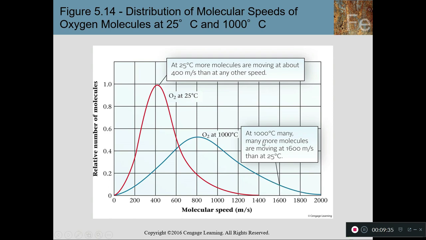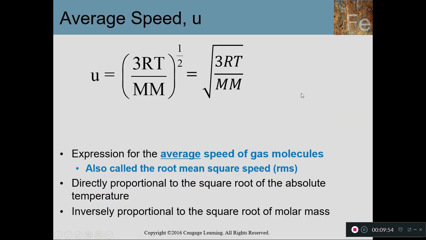So as they say here, at 1000 degrees there are a lot more molecules moving at 1600 meters per second than at 25 degrees, where it looks like almost none of the molecules are moving at 1600. Again, there's a distribution, and we're going to focus on the average speed, not the absolute speed. So how do we calculate the average speed of the gas molecules?